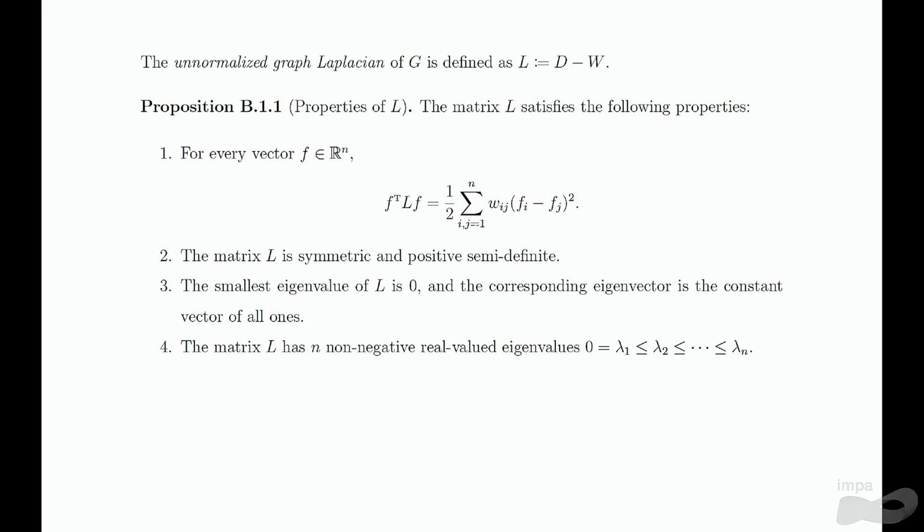The first is that the quadratic form determined by this Laplacian has a particular expression where the quantity on the right here is just a weighted sum of square differences between the entries in this vector that we are left and right multiplying here. Part 2 says the matrix L is symmetric and positive semi-definite. 3 says that the smallest eigenvalue is 0 and the corresponding eigenvector is just the vector of all ones. And 4 is that L has all non-negative real eigenvalues, with smallest being 0.